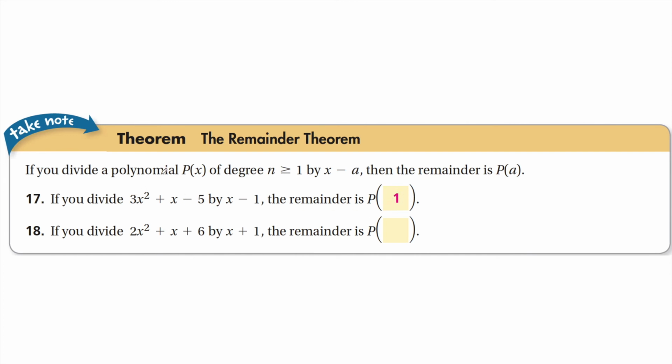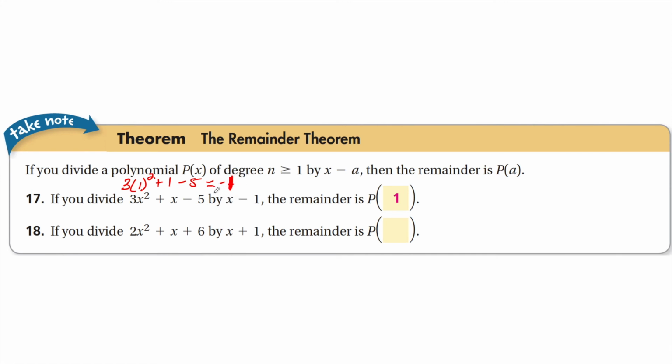So if I were to do the synthetic division all the way down, the answer in my remainder would end up being whatever it would be if I were to plug in a 1. So if I plugged in the 1, that would be like me going 3 times 1 squared, plus 1 minus 5. So that's going to be 3 plus 1, which is 4, minus 5, giving you a negative 1.